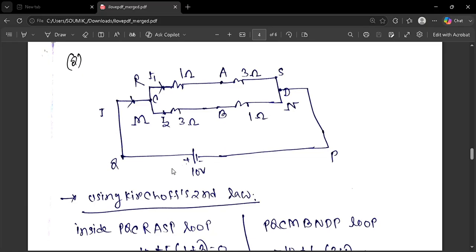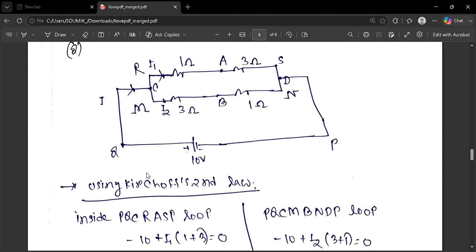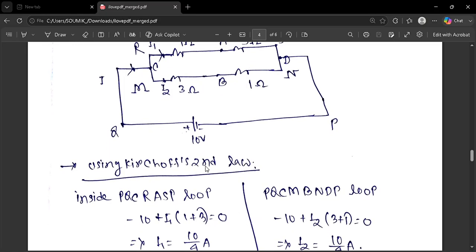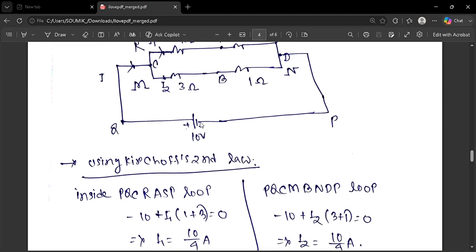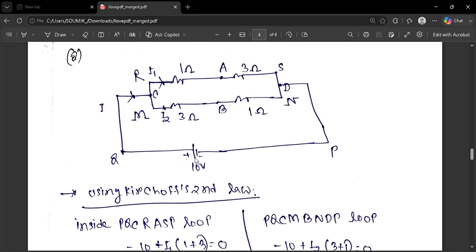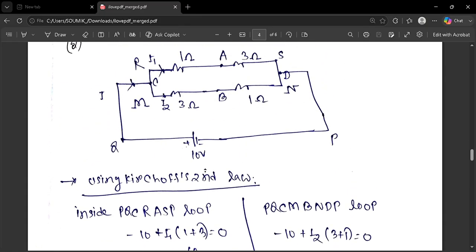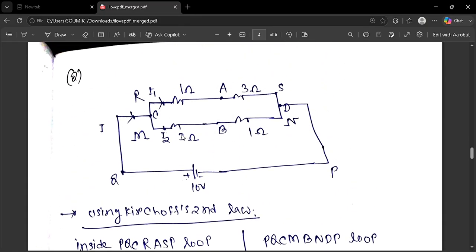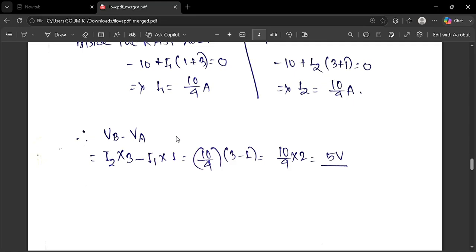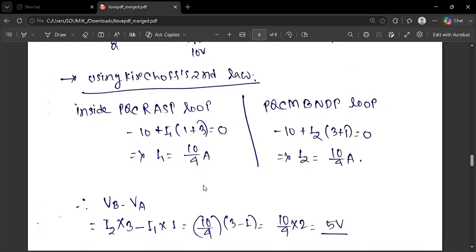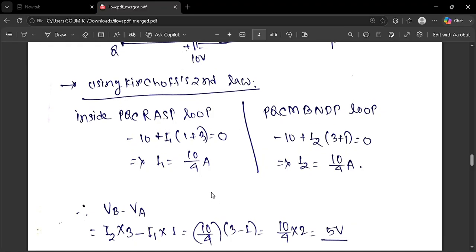This is not difficult basically. The total current in the circuit I will be split into I1 and I2. Using Kirchhoff's second rule, along this closed loop we can find out I1 and I2. So what is VB? VB is equal to I2 into 3. And what is VA? VA is equal to I1 into 1. So from this equation you can calculate VB minus VA, that is VBA, the potential difference between B and A points.